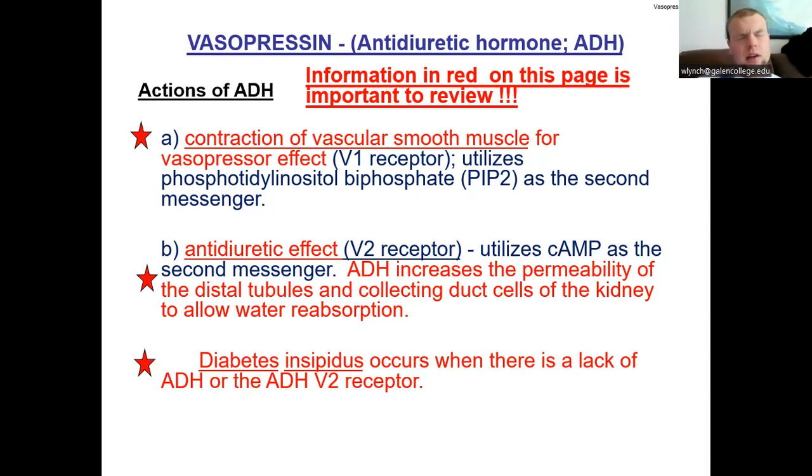We also have the case of diabetes insipidus here. Diabetes insipidus occurs when there's a lack of ADH or ADH-V2 receptor. That means that we're going to have excessive dispersion of water out into the urine. So we can have polyuria or excessive urination.